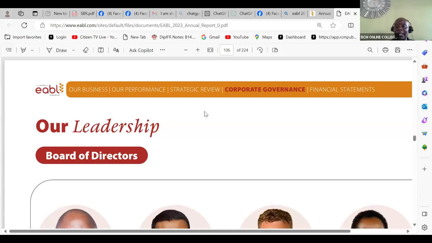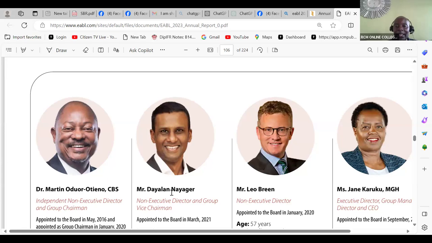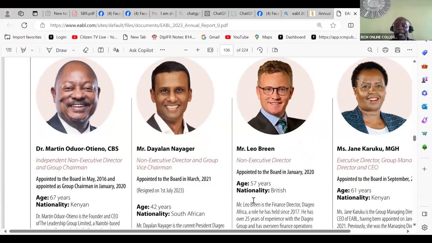Yeah, our leadership. So our leadership, I can see we have Dr. Martin Oduor, Mr. Dialan Niger, Mr. Leo Breen, Miss Jane Karuku. Now, this is independent non-executive director and group chairman. Non-executive director and group vice chairman. We have non-executive director. You can see when they joined. They're also giving you the age, nationality, just to try to show you how balanced they are.